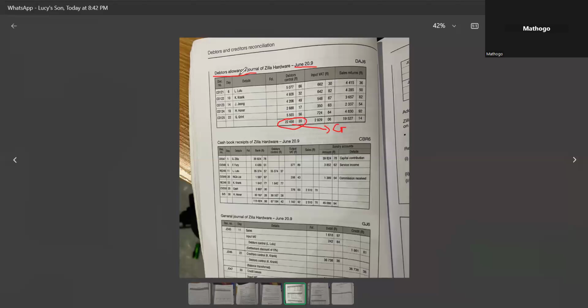So that's why I'm saying, remember, your debtors control is an asset. On the debit side, this is where it increases, right? And on the credit side, this is where it decreases. So I'm just trying to summarize a few things for you. If a customer buys on credit, we record the transaction this side. If the customer returns what they bought from us on credit, it has to go this side. Are we making sense?